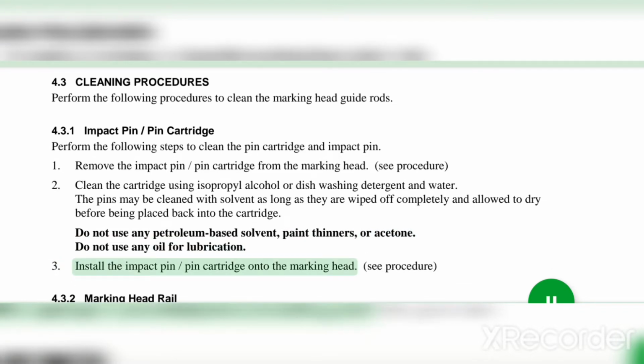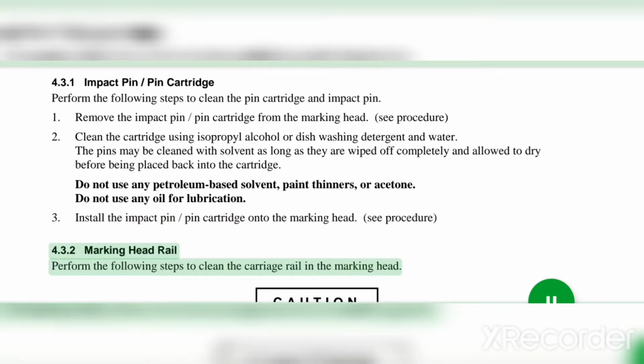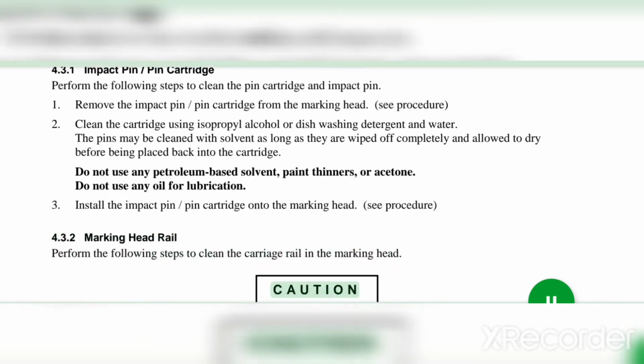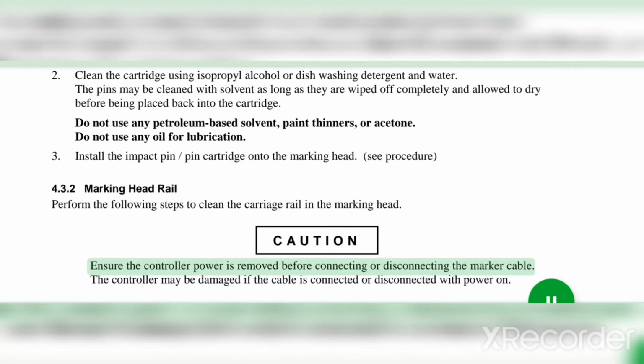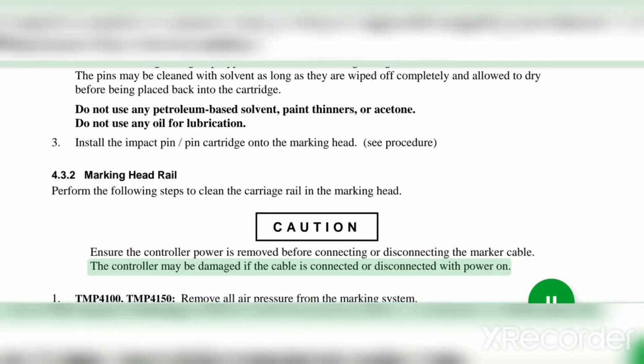3. Install the impact pin/pin cartridge onto the marking head. See Procedure 4.3.2 Marking head rail. Perform the following steps to clean the carriage rail in the marking head. Caution: Ensure the controller power is removed before connecting or disconnecting the marker cable. The controller may be damaged if the cable is connected or disconnected with power on.